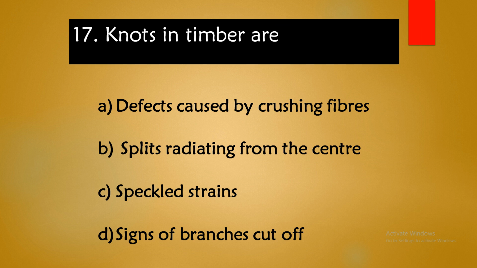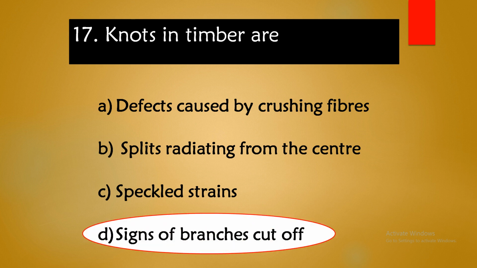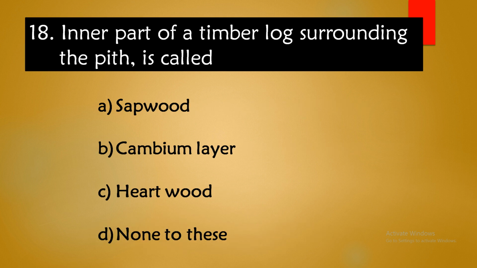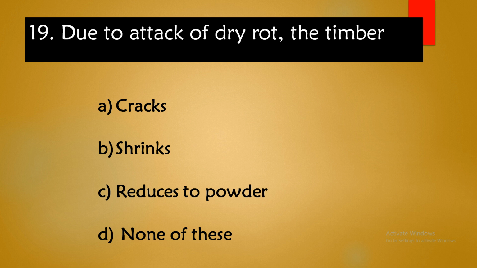Not a defect in timber: caused by crushing fibers, splits radiating from the center, speckled stains, signs of branches cut off. The answer is signs of branches cut off. The inner part of a timber log surrounding the pith is called as: sapwood, cambium layer, heartwood, none of these. The answer is heartwood. Due to the attack of dry rot, the timber: cracks, shrinks, reduces to powder, none of these. So due to the attack of dry rot, the timber reduces to powder.